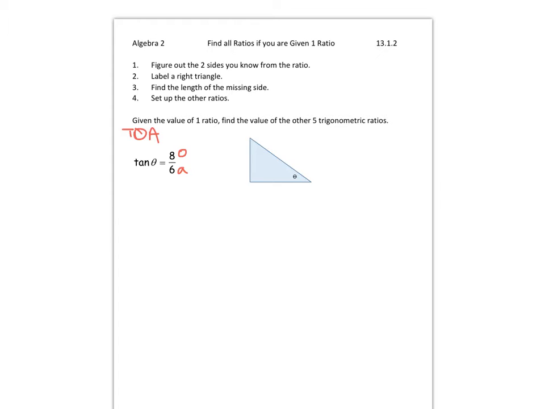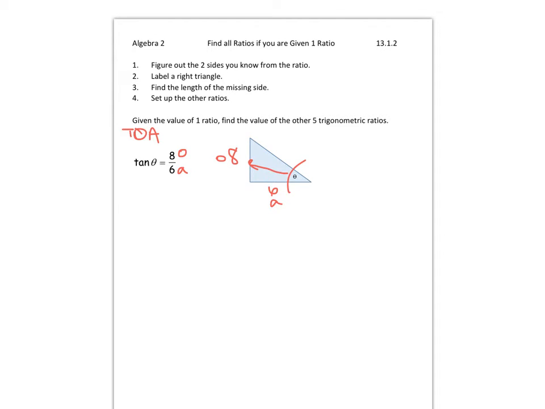So you can come over here to a right triangle that you have drawn for you or you draw for yourself, and you fill out the opposite of the marked angle as 8 and the adjacent to the marked angle is 6. Okay?